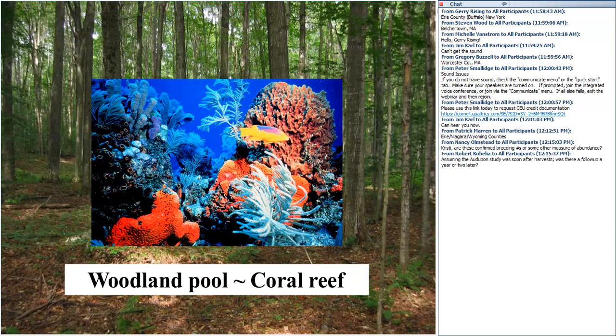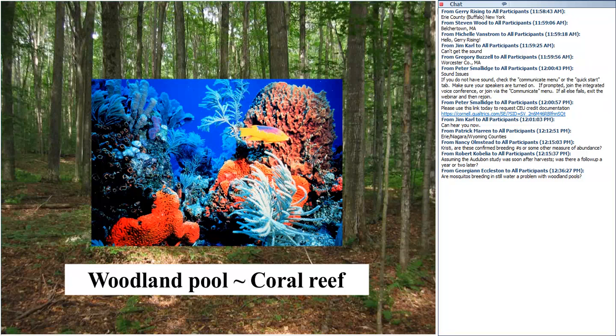So woodland pools have been described as the coral reefs of the forest. Basically, a lot of animals come here, they breed, they lay their eggs, they go back out into the forest where they live, and then other animals come to these pools to feed. Those processes mean that a lot of energy is moved and transferred to and from these areas and back into the forest.